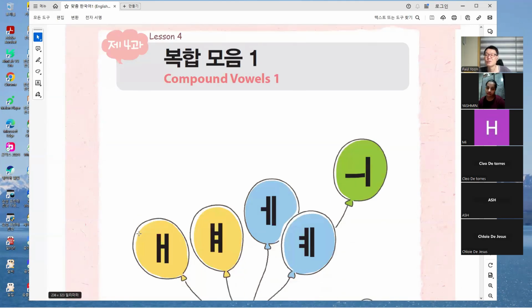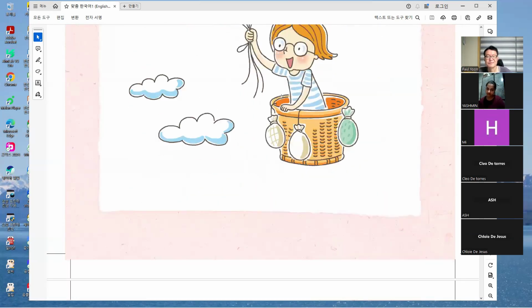Now, we are going to study about 복합모음. 복합모음 means compound vowel. Compound vowel. So it means just two different vowels meet and make another pronunciation. Let's get it.